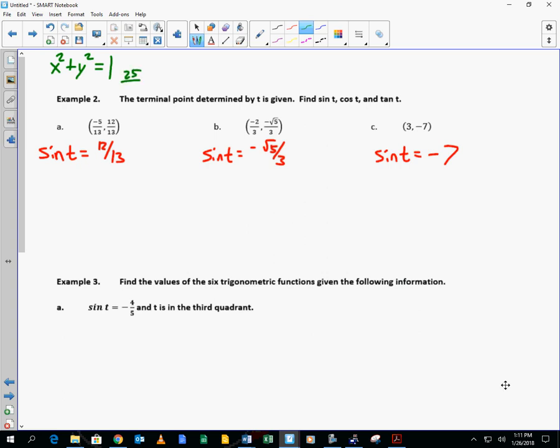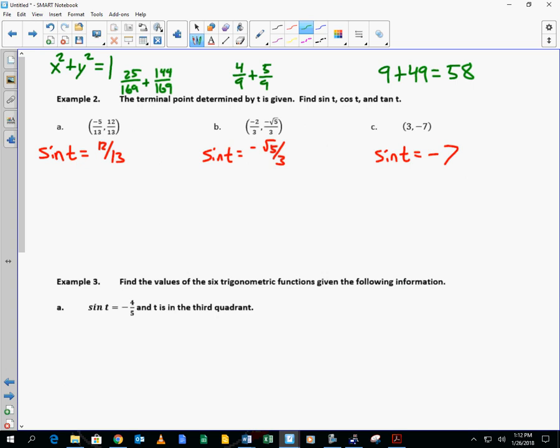Positive 25 over, what's 12 over 13 squared? Does that give you 1? Sure does. How about the next one, -2 over 3 squared? Does that give you 1? This does not give you 1, does it? We get 9 plus 49 is equal to 58, okay? So that's obviously not the unit circle.